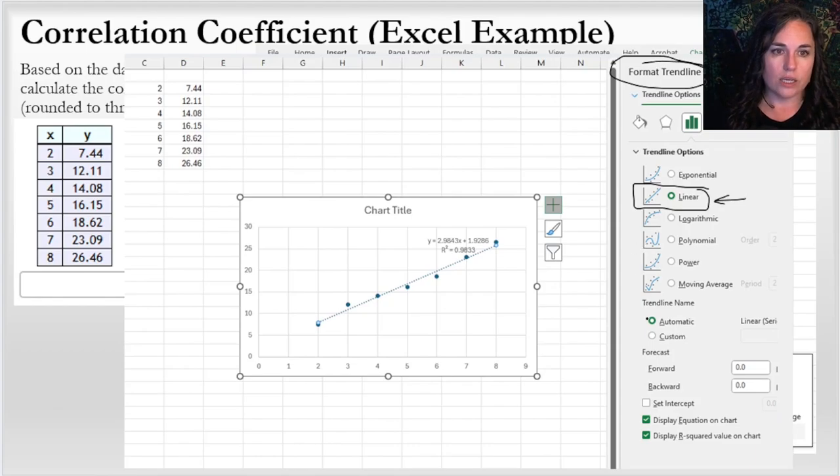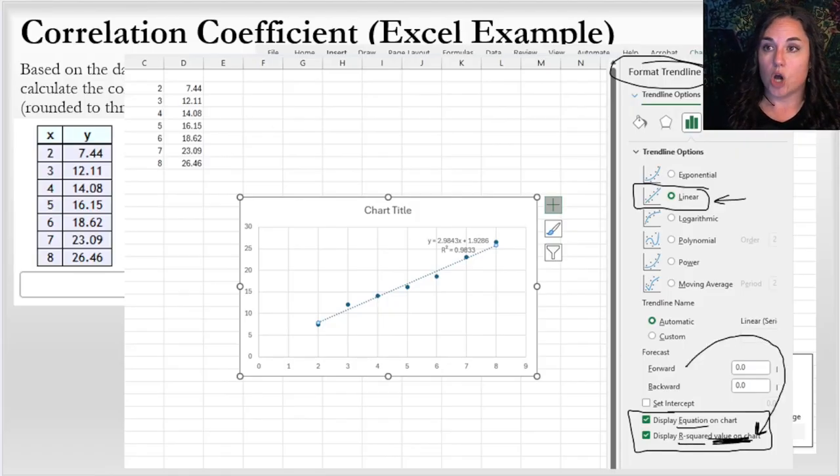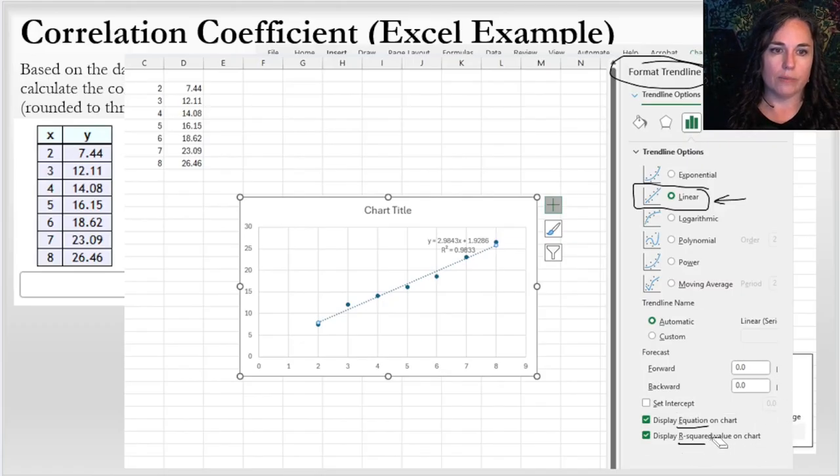There's other options down here. We're going to trend line name, automatic, that's fine. Forecast, set intercept. There's other things in here that you may use at some point, but most important at this point in your learning of doing regression, I want you to display the equation on the chart, and I want you to display the R squared on the chart. All right, I think my layers are coming back to haunt me here, okay? So display equation and display R squared on the chart, and you can see that's what pops up here. That's the equation in X and Y, and you can see the R squared on the chart. It doesn't give an R, it gives an R squared, okay?